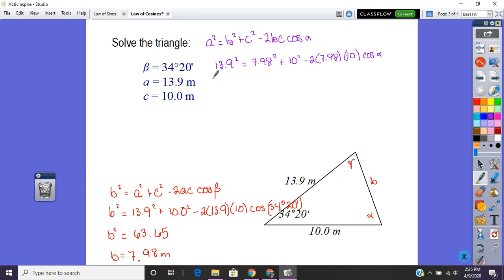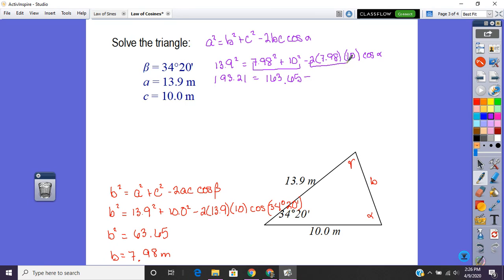All right, now we actually have to do some actual work. So 13.9 squared is 193.21. And then I'm going to combine these two things right here. So I'm going to do my 7.98 squared plus my 10 squared. I still have that 7.98 exact in my calculator, so I just left that exact in my calculator. And when I add these together, I get 163.65.